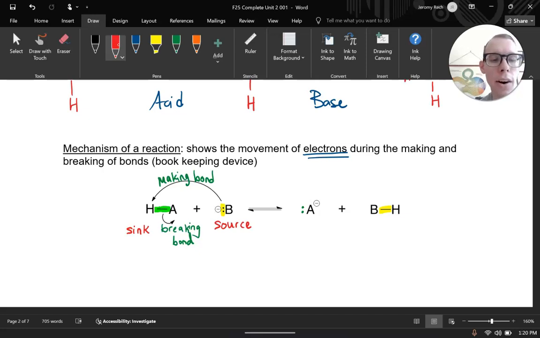And then a second arrow, which is going to be from our bond itself, which is going to be breaking to give us a lone pair. And that same process we're going to see again and again and again. And we're always going to have these two arrows.